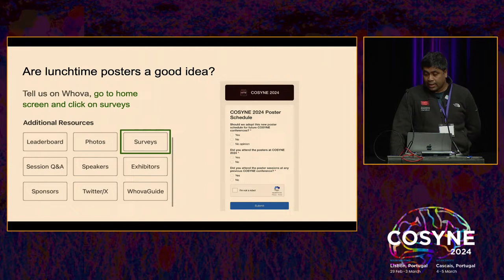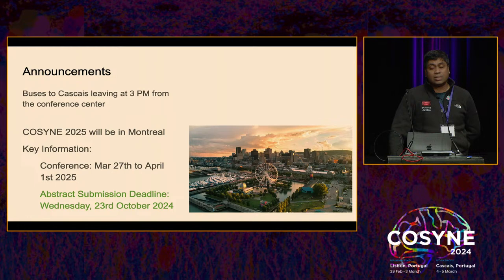A couple of other announcements. Buses to Keshkesh will be leaving at 3 p.m. from the conference center. Cosyne 2025 will be in Montreal. It'll be from the 27th of March to April 1st, 2025.